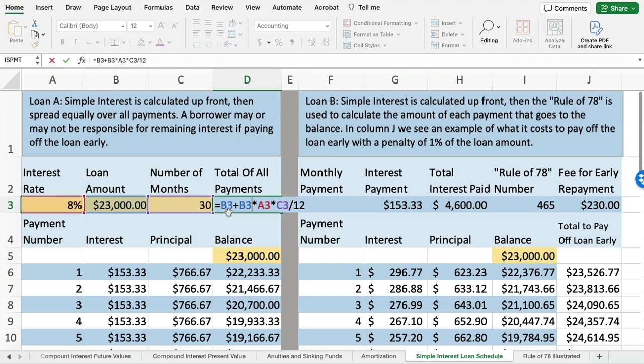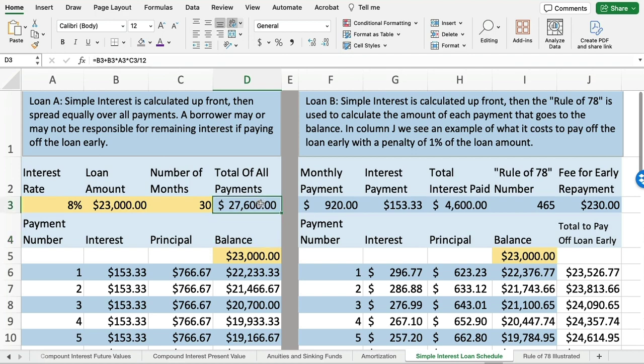So that's equals B3 plus B3 times A3 times C3 divided by 12, because we have to turn our interest rate into a monthly interest rate. Okay, so we have to take our interest rate, divide it into 12 chunks. So again, equals B3 plus B3 times A3 times C3 divided by 12. That goes in cell D3. And that is the total of all of our payments.